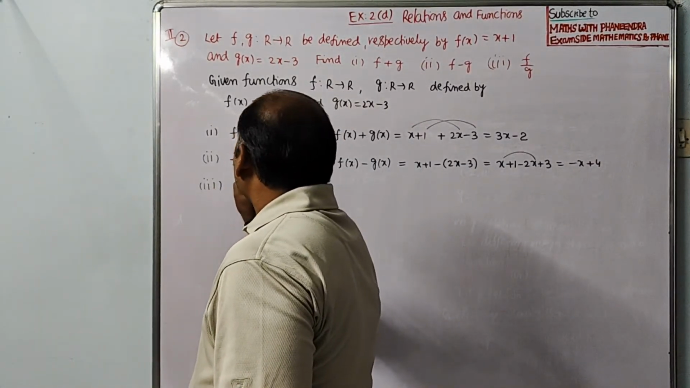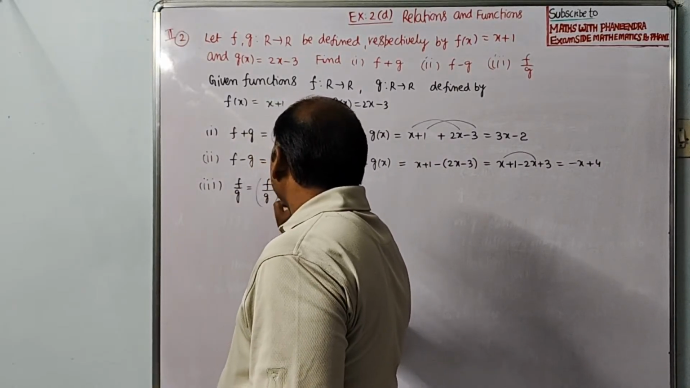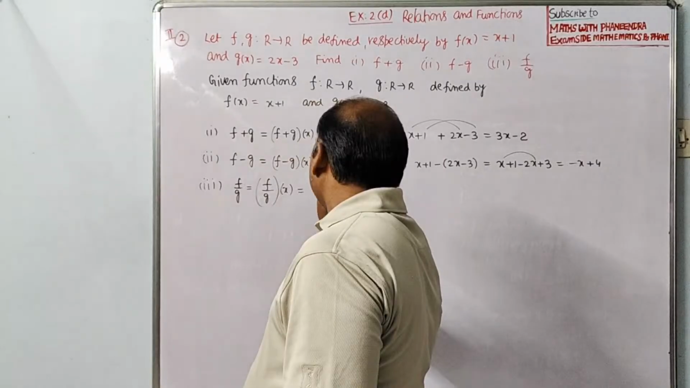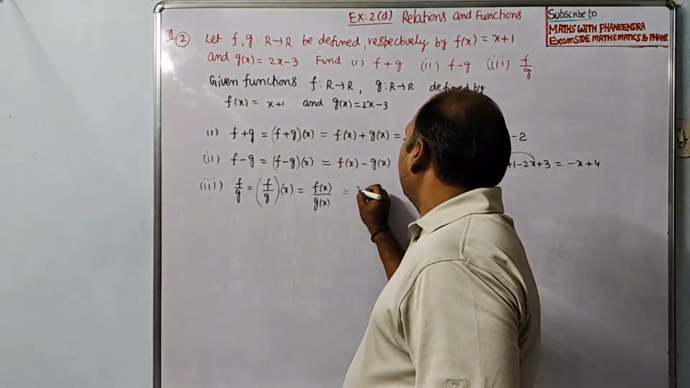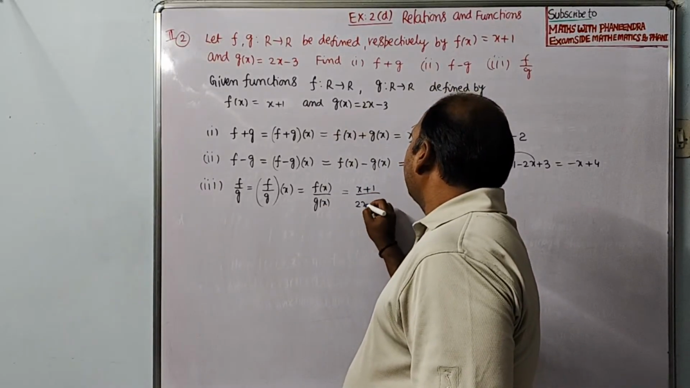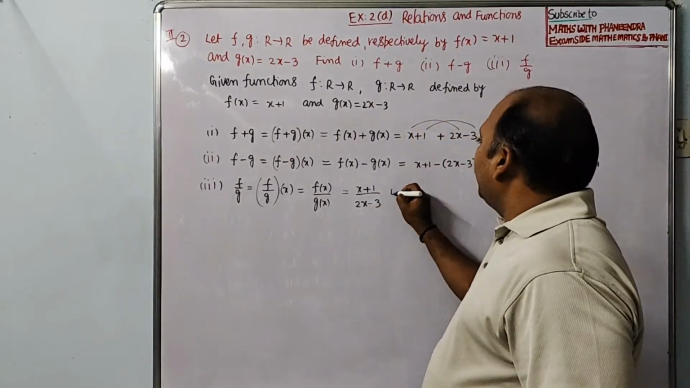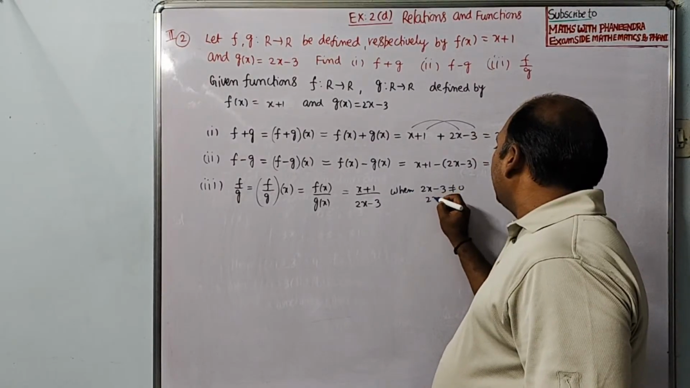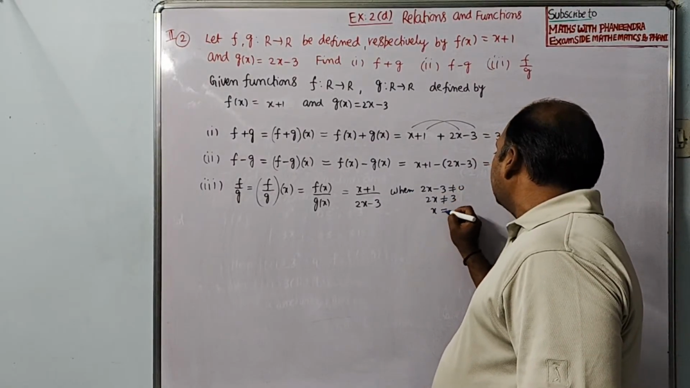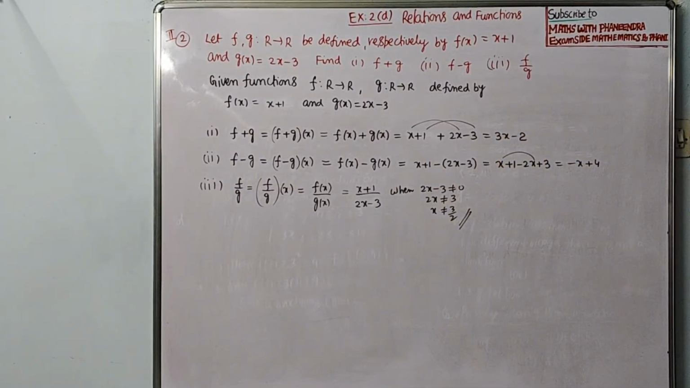Problem number 3. F by g means f by g of x, that means f of x by g of x. So what is f of x? X plus 1 divided by g of x, which is 2x minus 3. This function is defined when 2x minus 3 is not equal to 0. That means 2x is not equal to 3, x is not equal to 3 by 2. This is the way we can do it. Nothing is there in this. I hope you understand.